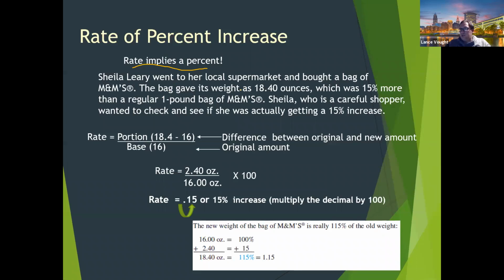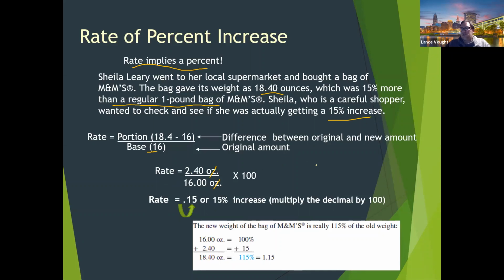So Sheila went to the supermarket, bought a bag of M&Ms. The bag gave its weight as 18.4 ounces, which is 15% more than a regular 1 pound bag. Sheila, who was a careful shopper, wanted to check and see if she was actually getting a 15% increase. So to confirm this, she takes the 18.4 that she got, compares it to 16 ounces because 1 pound is 16 ounces, divides that by the 16 ounces. You get a 2.4 ounce change. These cancel out. 2.4 divided by 16 times 100.